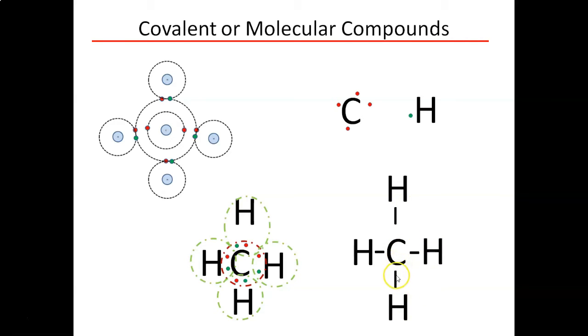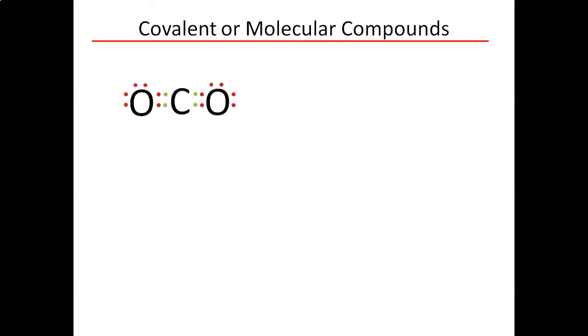So this carbon will have 2, 4, 6, 8 electrons. This hydrogen will have 2 electrons. And this allows each of them to have a full orbit or valence. So we can see here the 8 electrons that belong to the carbon, of which 4 are its own and 4 are shared, which allows it to fill its valence orbit. The 8 electrons for the oxygen: 6 of its own, 2 shared, which fills its valence, and similarly for the other oxygen.